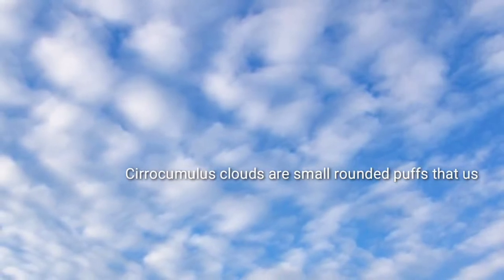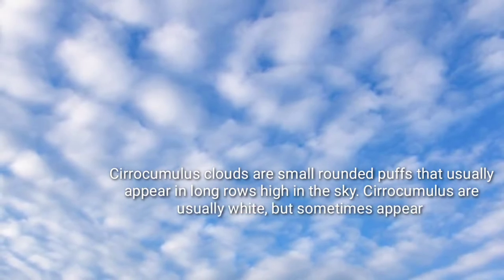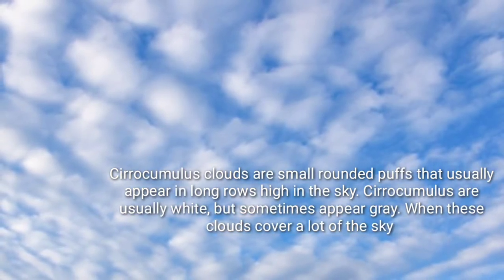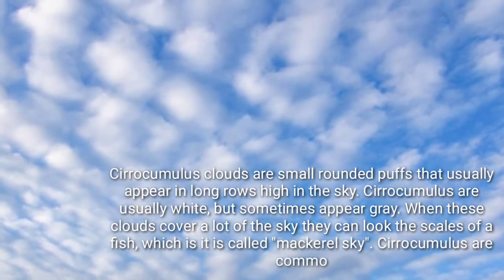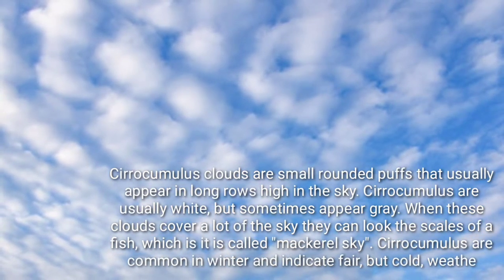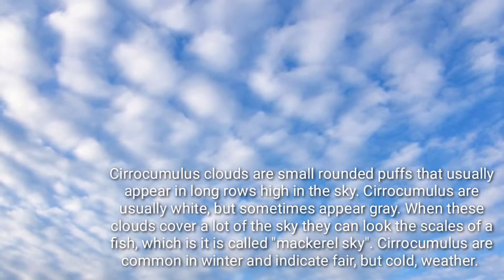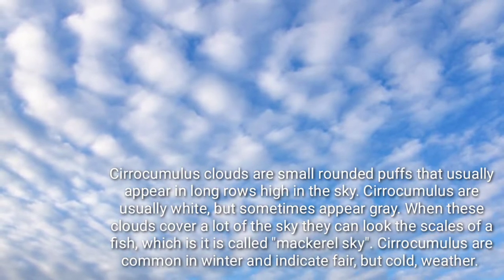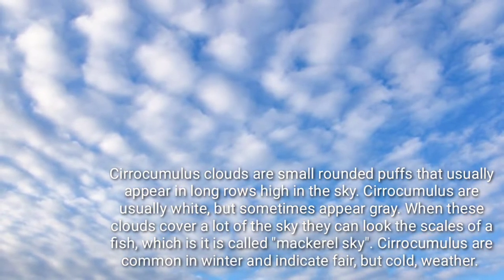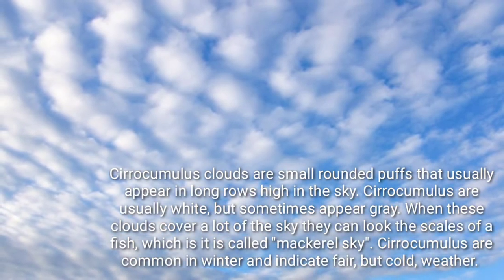Cirrocumulus clouds are small, rounded puffs that usually appear in long rows high in the sky. Cirrocumulus are usually white but sometimes appear gray. When these clouds cover a lot of the sky, they can look like the scales of a fish, which is called mackerel sky. Cirrocumulus are common in winter and indicate fair but cold weather.